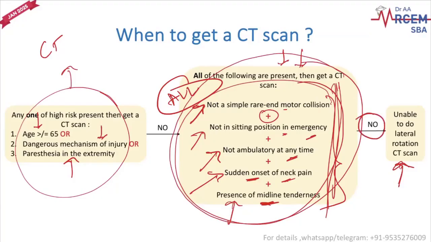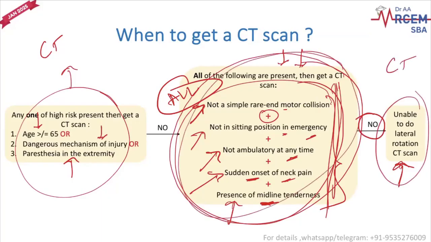If he's not able to do lateral rotation, then also you'll go ahead and get a CT scan done. So the confusion is in this part. This is where you need to really concentrate. All five points need to be present to get a CT scan done. If one of these is not present, then you will directly go ahead and check for the lateral rotation. If he's able to do it, no CT scan is required at all. If he's not able to do it, then you get a CT scan done. This is also clear. This is where the confusion is. Do not get confused.